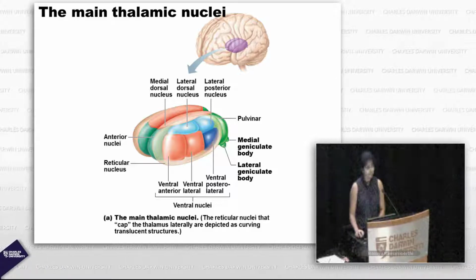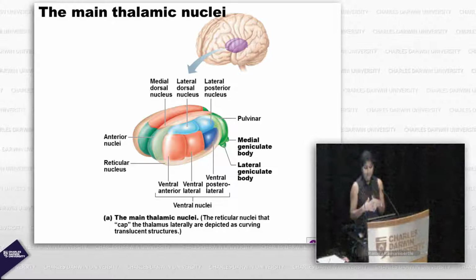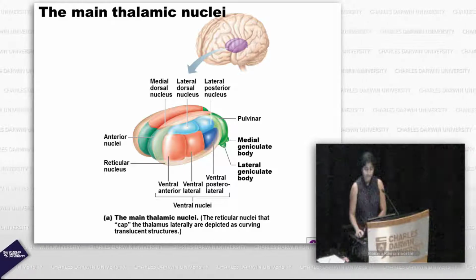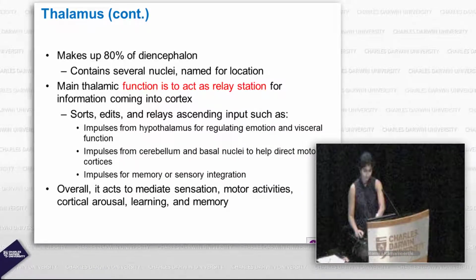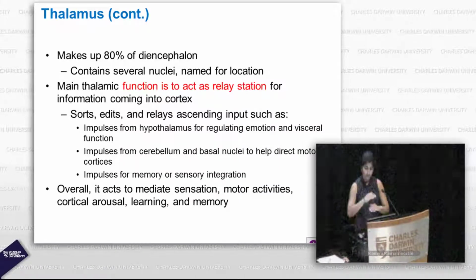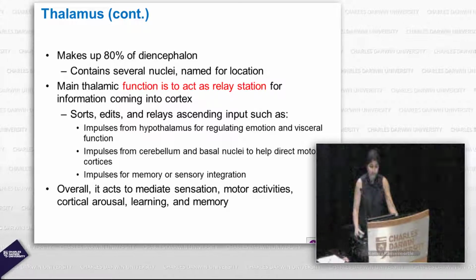You can see there are lots of different nuclei present there. There are anterior nuclei. It forms the superior lateral wall of the third ventricle. So there are several nuclei, as I said.